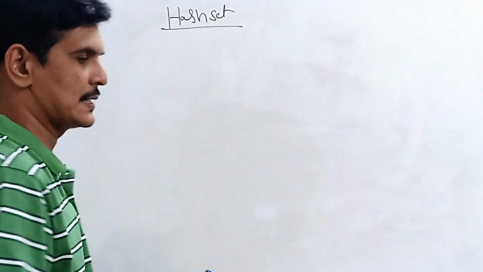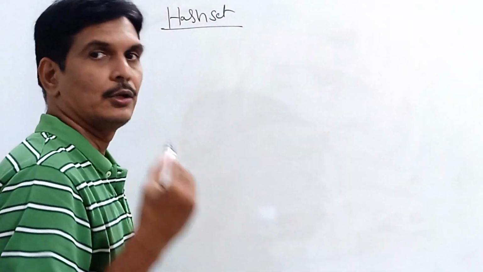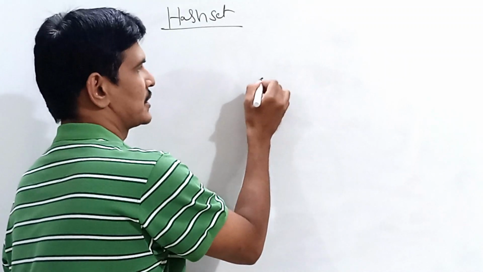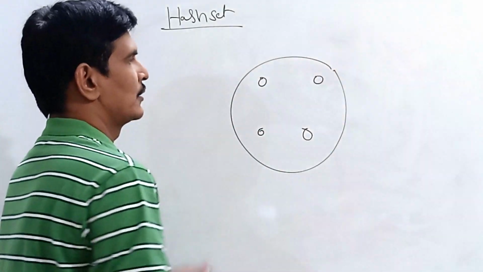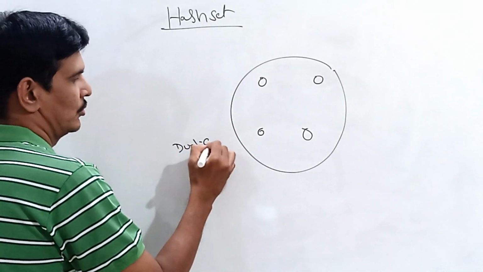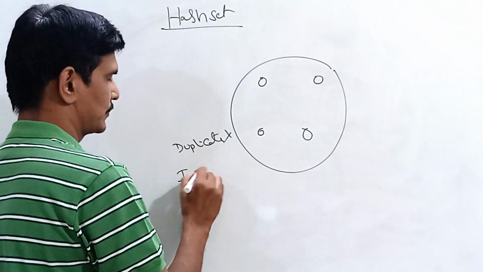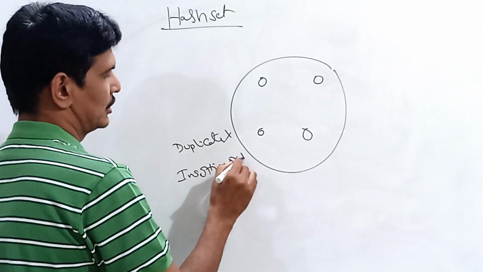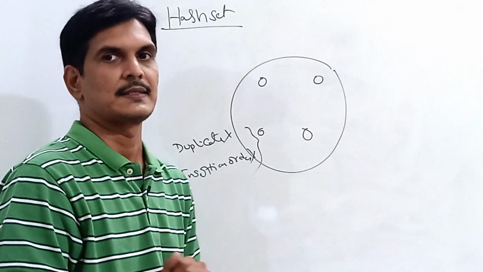So what is HashSet basically? When we have to choose HashSet: normally, if you want to represent a group of elements or a group of objects as a single entity where duplicates are not allowed, and insertion order is not preserved. In these two cases we go for the HashSet concept.